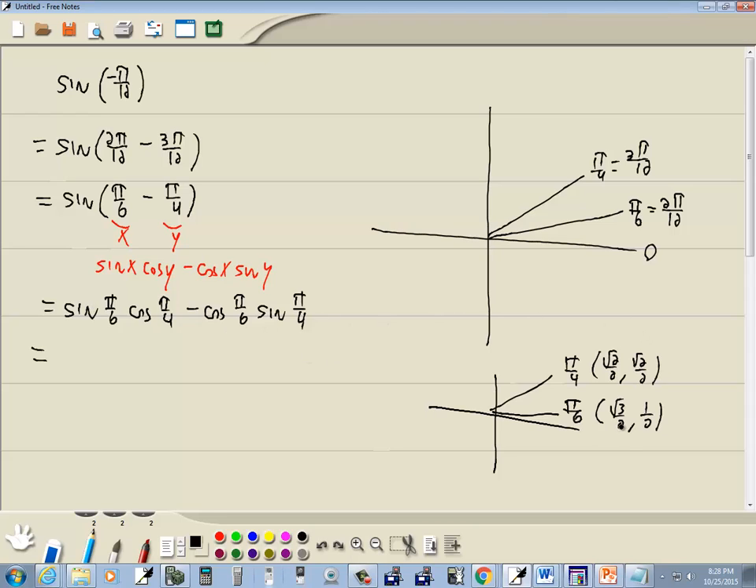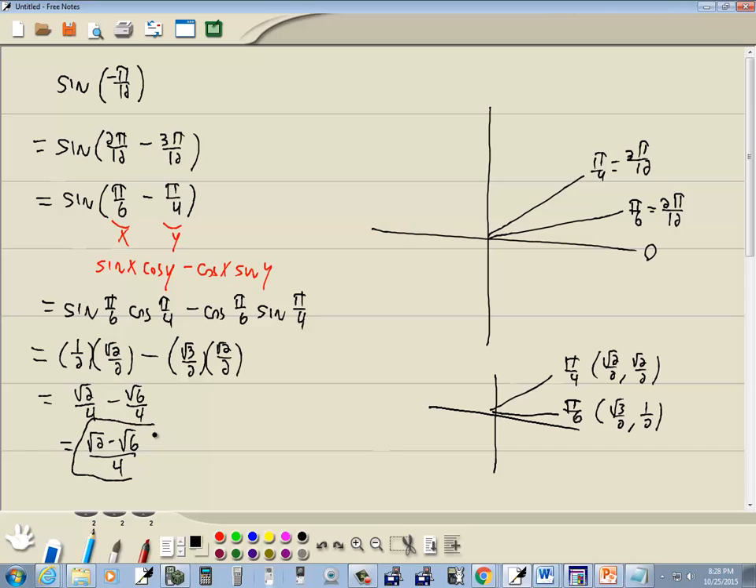Now sine of pi over 6, sine is our y part, which is 1/2. Cosine of pi over 4, cosine is our x part, which is square root of 2 over 2. Minus cosine of pi over 6, cosine is our x part, which is square root of 3 over 2. And sine of pi over 4, sine is our y part, which is square root of 2 over 2. So that's going to give us square root of 2 over 4 minus square root of 6 over 4, which simply gives us square root of 2 minus square root of 6 all over 4.